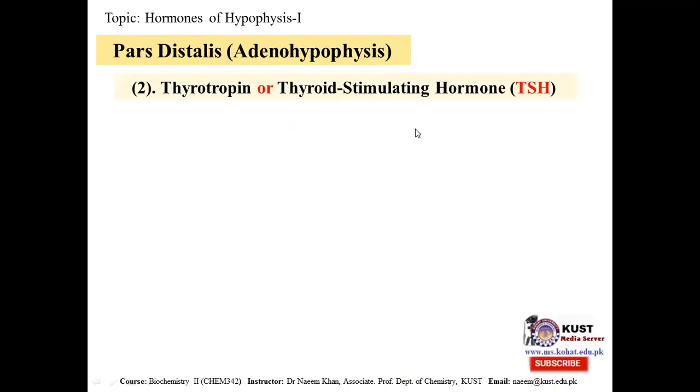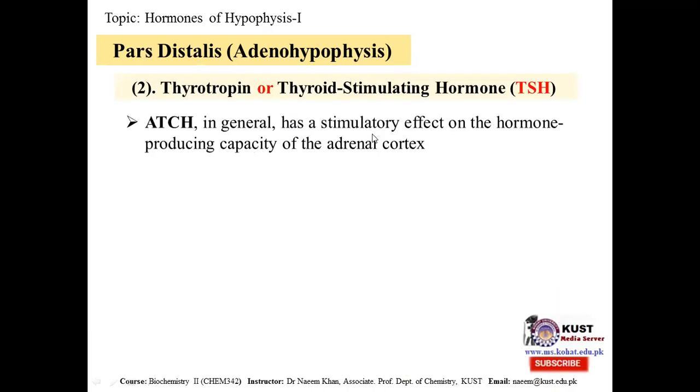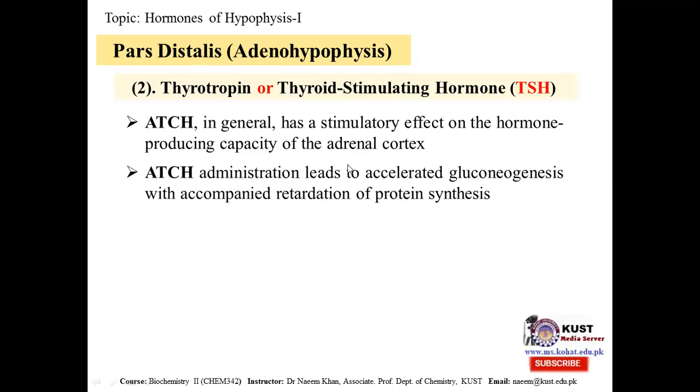Corticotropin in general has a stimulatory effect on the hormone producing capacity of the adrenal cortex. It means that this hormone controls adrenal cortex secretion, and this leads to accelerated gluconeogenesis, accompanied by retardation of protein synthesis. Gluconeogenesis means the synthesis of carbohydrates from non-carbohydrate components, that is from proteins and lipids. So this hormone accelerates the synthesis of carbohydrate from non-carbohydrate residues, and this is accompanied by a decrease of protein synthesis too.